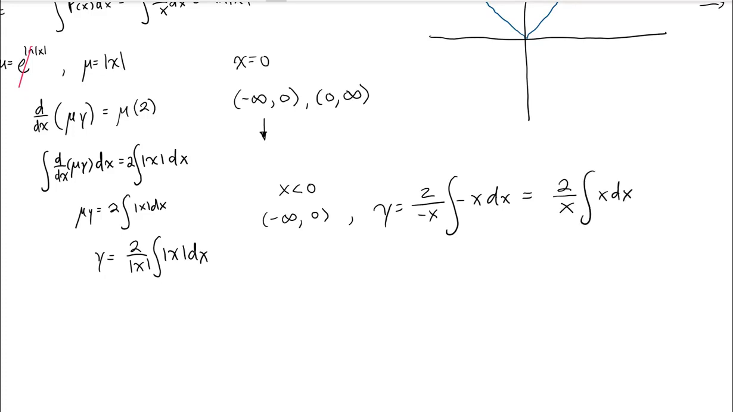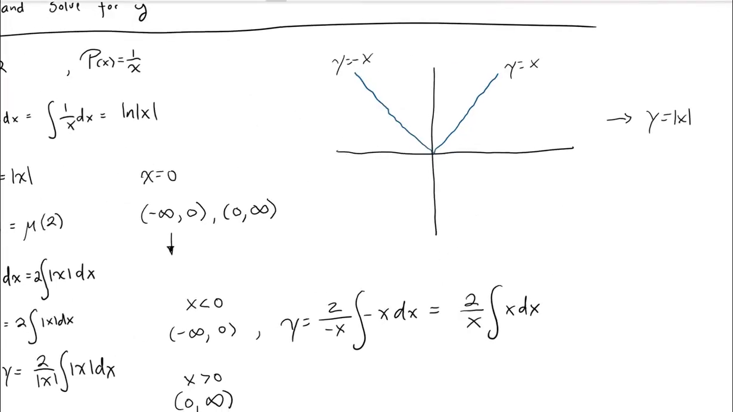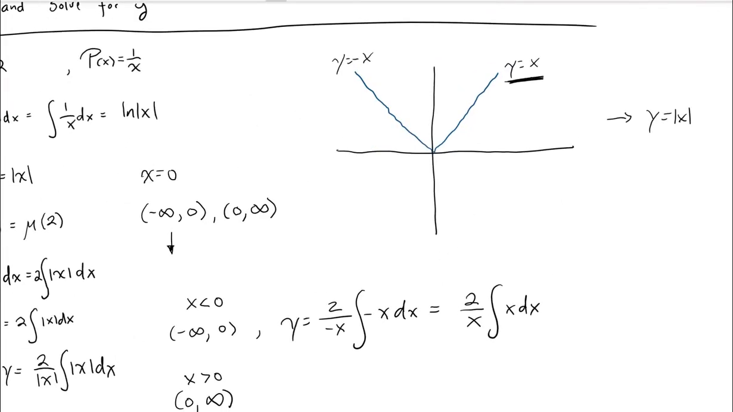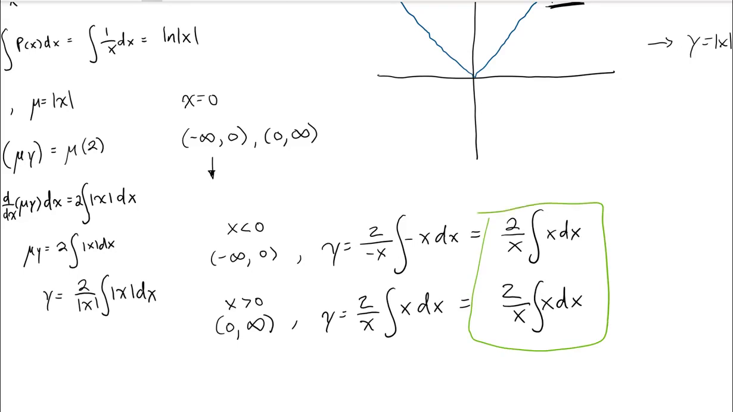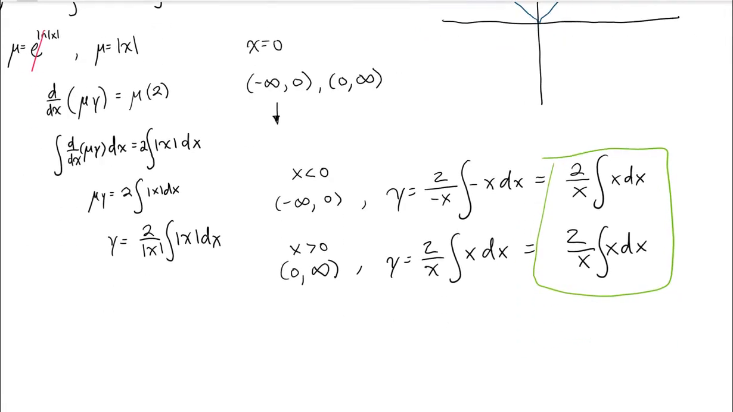Now on the interval from 0 to infinity, where x is greater than 0, we know that here our absolute value of x is just equal to x. So we get y is equal to 2 over x times the integral of x dx, well, we are just rewriting the same thing here. And what we find is that these two are actually the same. So we can drop the absolute value sign, it doesn't matter.